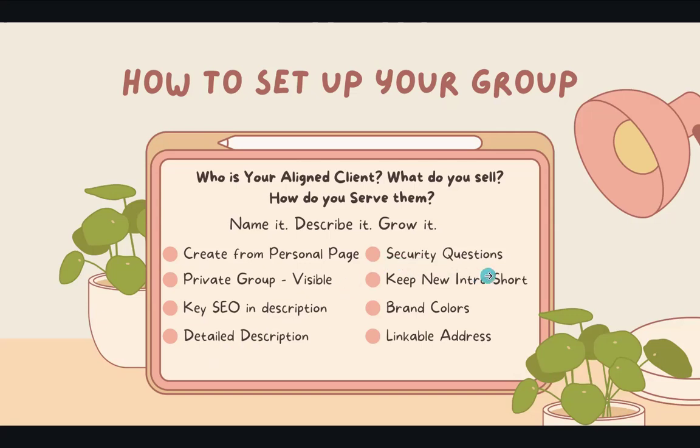You also want to make sure you're asking security questions. And one of these security questions is going to be gathering people's emails. Okay. So we're going to gather the emails and then you can utilize that with newsletters. Okay. You also want to keep the new member intro short. And I'm going to show you guys again what that looks like, what I mean by that. You want to have your brand colors set up and you want to edit the linkable address so it is directly to your group. Okay. And I put the group name. And again, I'm going to show you guys that.